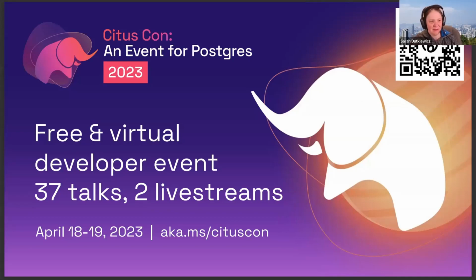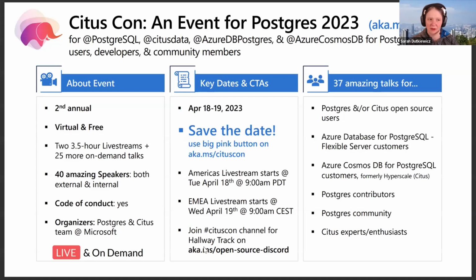The other thing I want to point out, April 18th to the 19th, is the virtual conference called CitusCon, an event for Postgres 2023. If you remember one of the earlier slides in the beginning, I mentioned Claire and the pronunciation of Postgres. This is the conference she was talking about, CitusCon, an event for Postgres. Free talks. It is going to have 37 talks, 2 live streams, and all sorts of details coming out. So it's community folks, Postgres folks, Azure Cosmos DB for Postgres folks, Azure Database for Postgres flexible server customers, all sorts of Postgres and Azure and Cosmos and love.